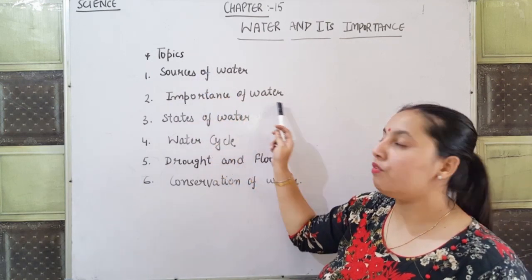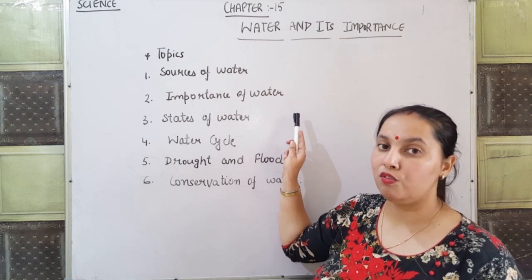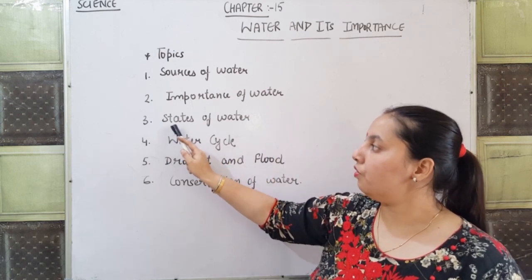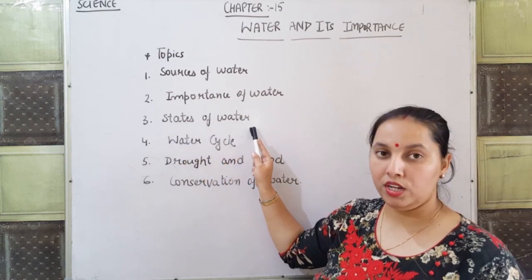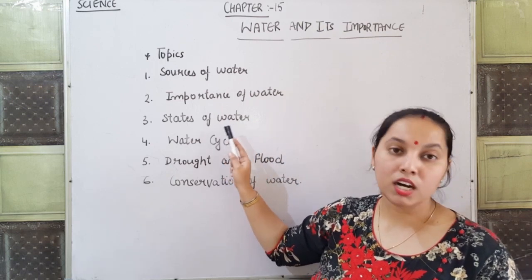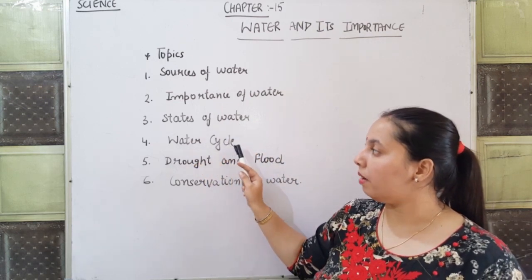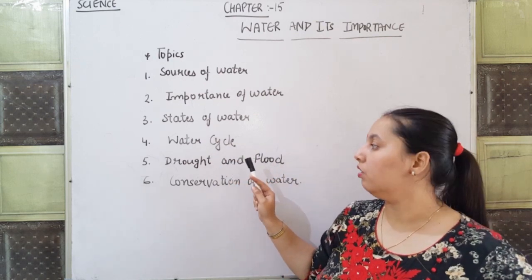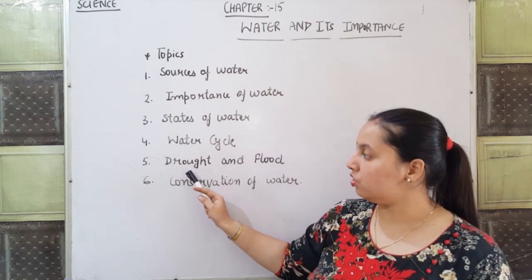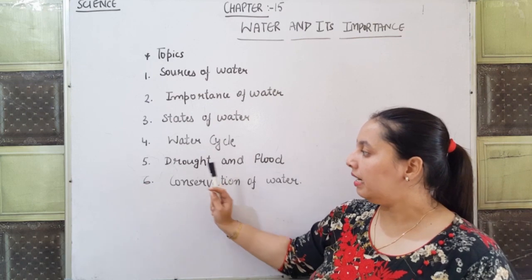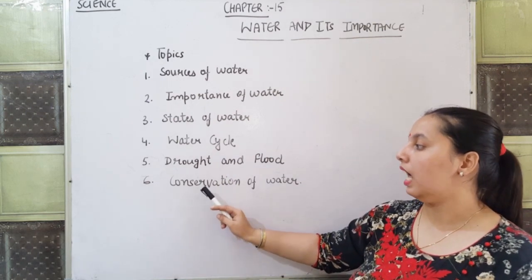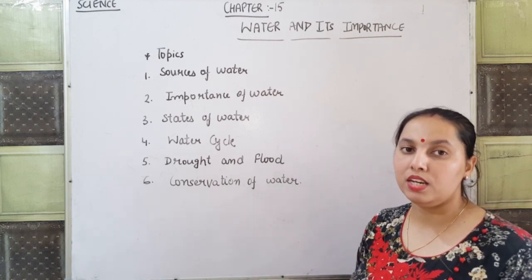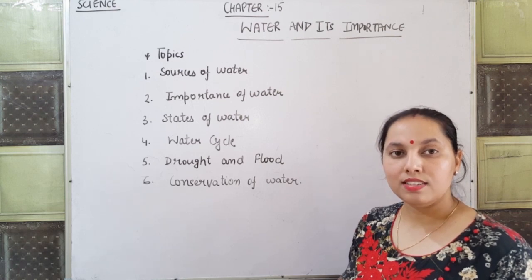Next is importance of water, that is, what is the importance of water in our life, and where we can use the water wisely. Next we will talk about the states of water, in which states water exists. Next we will talk about the water cycle. This is very important. Next we will talk about drought and flood, that is, what is drought and what is flood. Next we have to deal with the topic of conservation of water, that is, how to conserve water from the various sources. So let's start with the chapter.